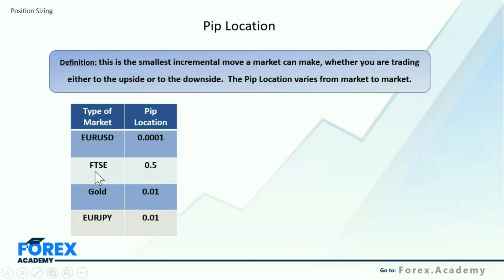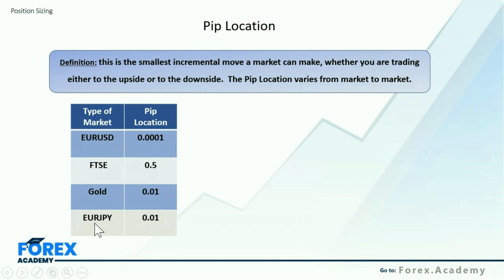Now, just to show you that this pip location varies drastically from market to market. If we're talking about the second one down, which is the FTSE, you can see that the pip location in the FTSE market, if you happen to be trading the UK 100, is 0.5. So that's the smallest incremental move in the FTSE. Again, if we talk about gold, it's 0.01. So that's the smallest incremental move in the gold market.